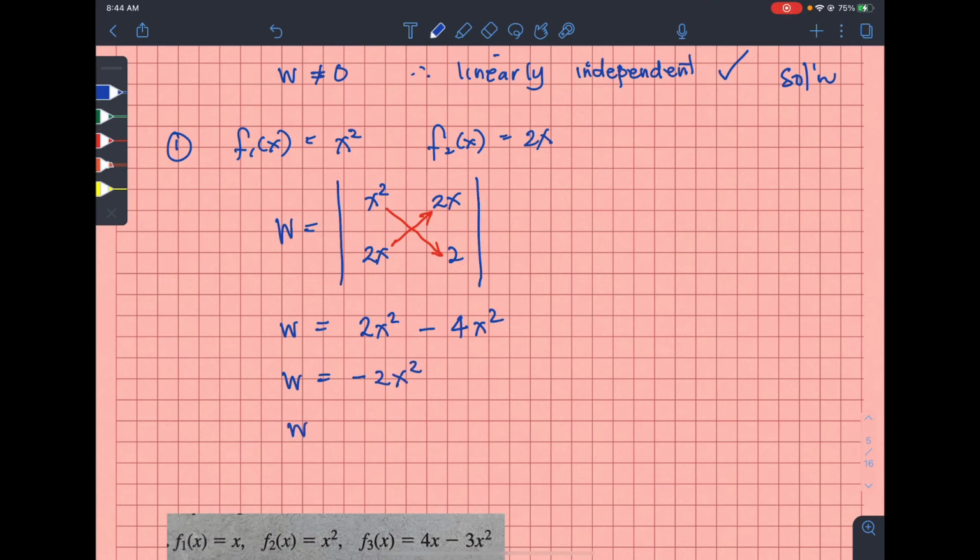And as you can see here, W is not equal to 0. So therefore, it is linearly independent and thus a solution.